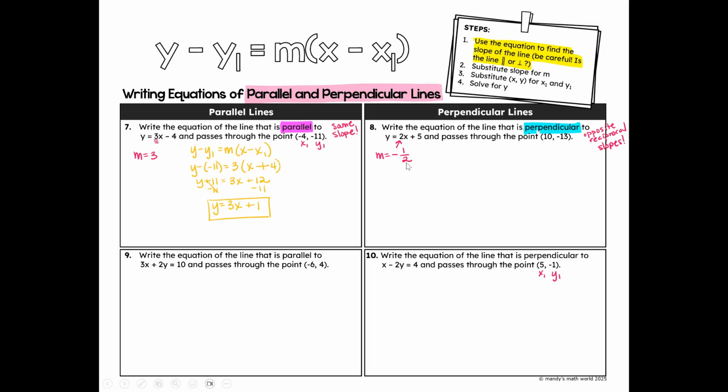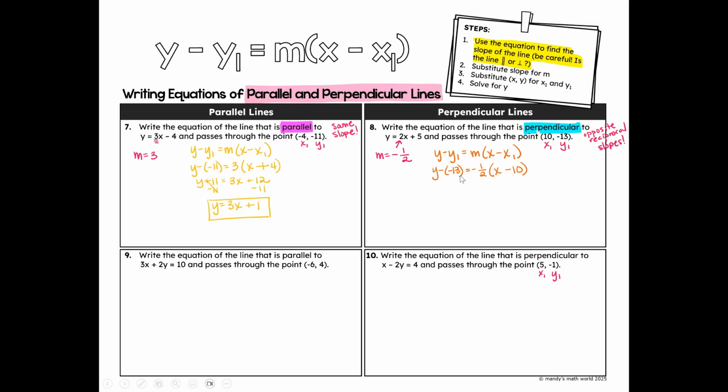So now I need to write the equation of the line that has a slope of -1/2 and passes through this point. So we're where we were on our previous examples. We're going to write point slope form of a linear equation. I'm going to plug in -13 for y1, -1/2 for m, and 10 for x1. And now I'm going to simplify this one step at a time.